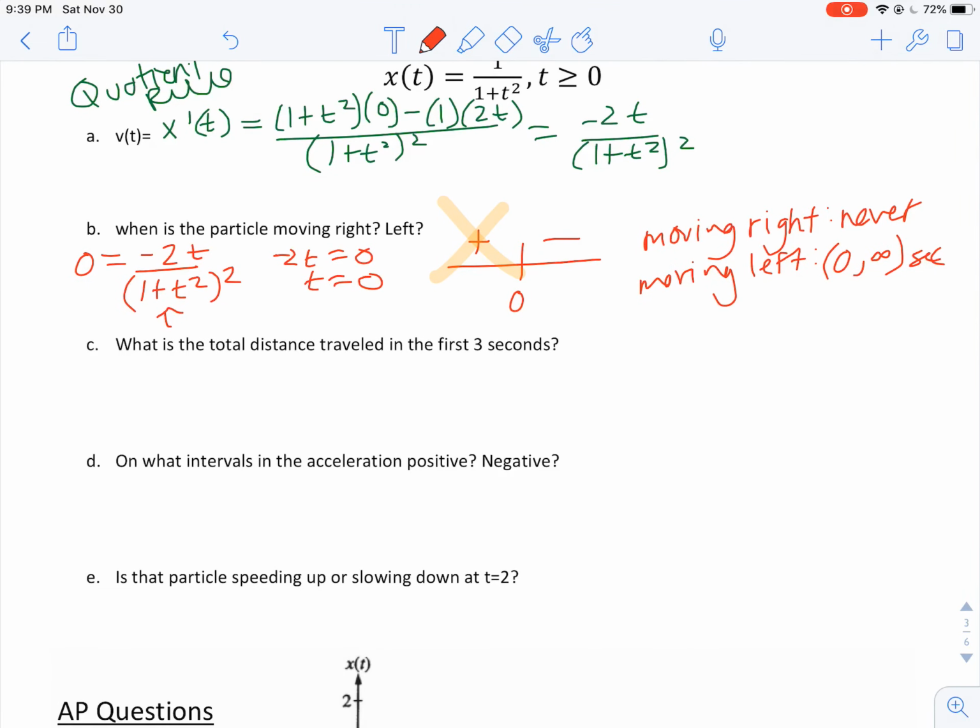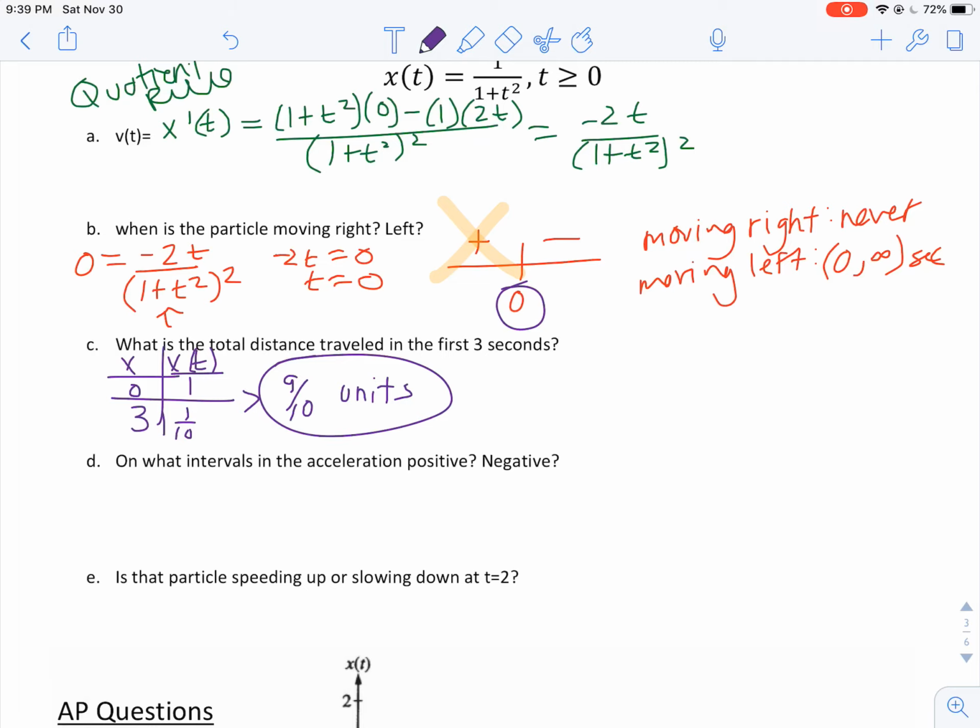So again, total distance, you're making a chart. So we got x of t, original function there. Our endpoints are going to be 0 and 3. And we don't have any critical values in between because we only have that critical value of 0, which is also an endpoint. When you plug in 0 into your original function, you get 1. When you plug in 3, you get 1/10. And the difference between 1 and 1/10 is 9/10 units.